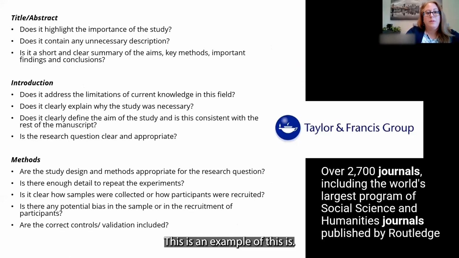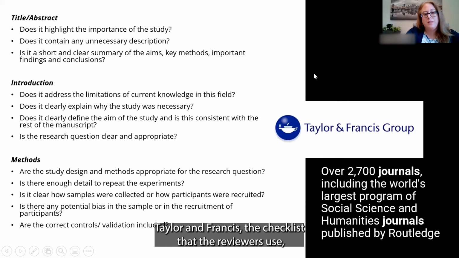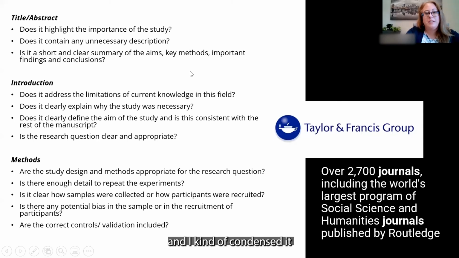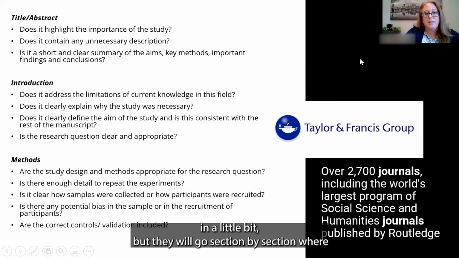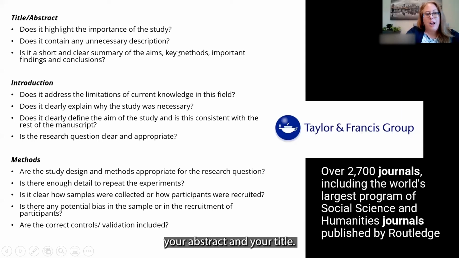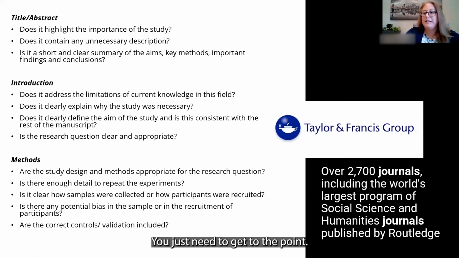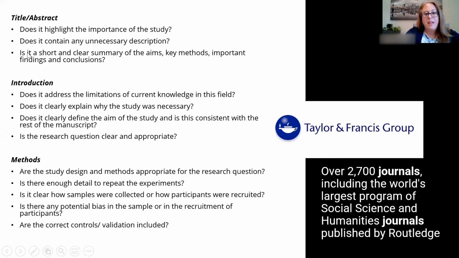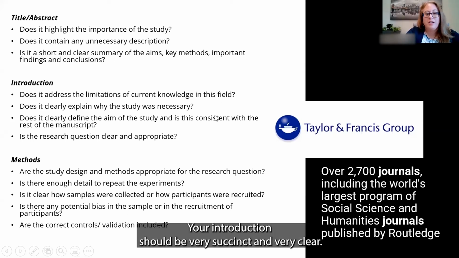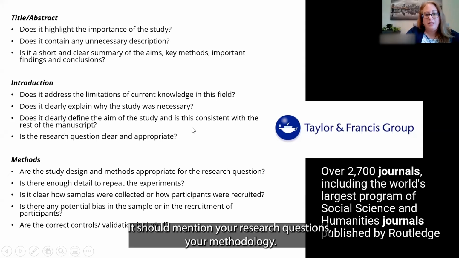This is an example of the Taylor and Francis checklist that the reviewers use. I condensed it a little bit, but they will go section by section, right? Your abstract and your title. They will look at the title. Some people try to add a lot of flair to titles. You just need to get to the point. Is it appropriate? Does it talk about the importance? Your introduction should be very succinct and very clear. It should mention your research questions and your methodology.